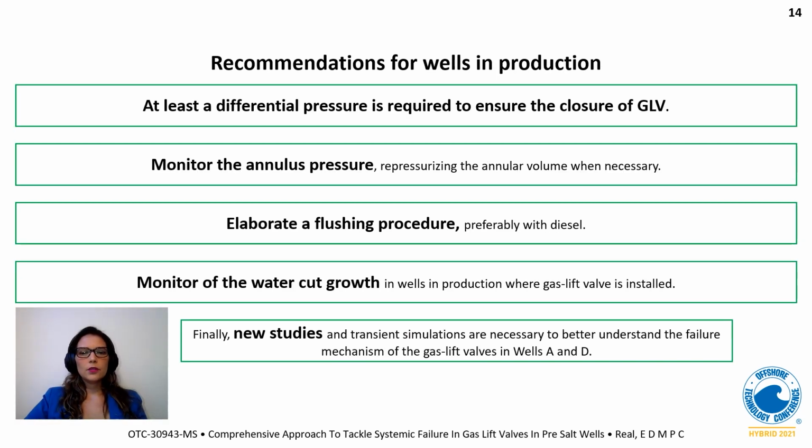Recommendations for wells in production. The pressure equalization between the annulus and the tubing at the depth of the gas lift valve does not guarantee valve closure. At least a differential pressure of 7 kg per square centimeter is required to ensure the closure of the gas lift valve. Monitor the annulus pressure, repressurizing the annular volume when necessary.